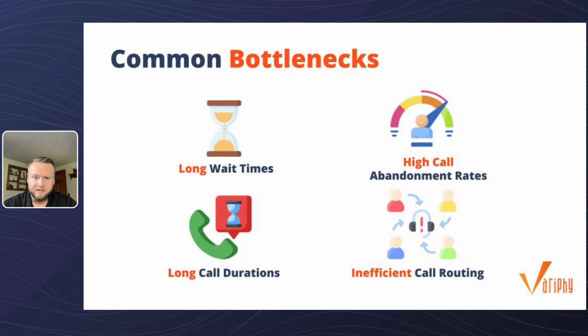And this is kind of an example of high abandonment rates, but it also leads nicely to the other one on this list, which is inefficient call routing. Effective call routing optimization is really crucial for minimizing wait times and ensuring customers are connected to the right agent quickly. Inefficient call routing systems can obviously lead to long wait times and high abandonment rates as well.